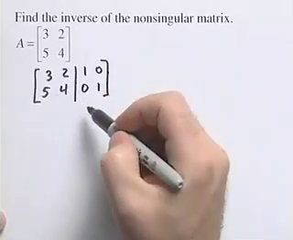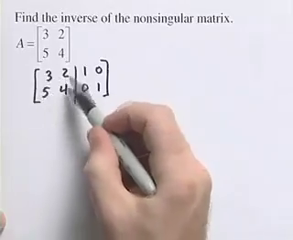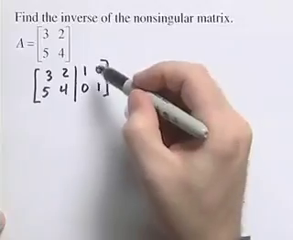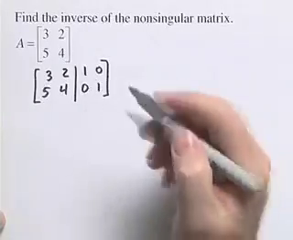We're going to perform row operations on this matrix so that we can get the identity matrix instead of A over here. And we're going to do the operations on the entire row, and so we'll end up with our inverse matrix on this side.